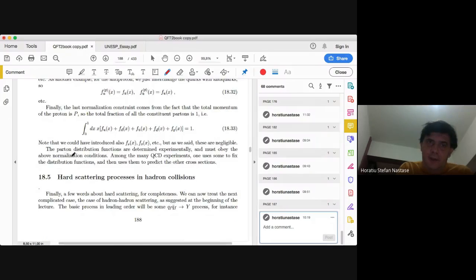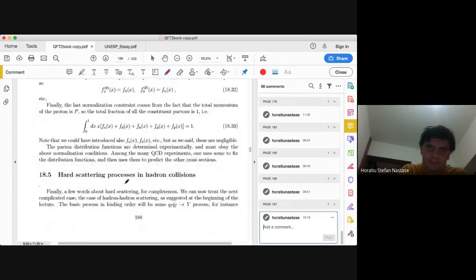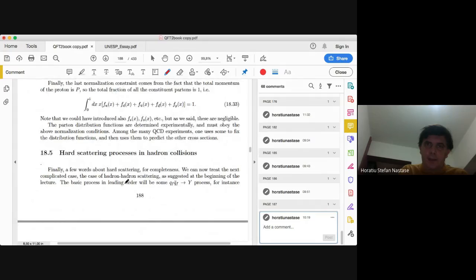Now, these parton distribution functions are determined experimentally, and they have to obey all of the normalization conditions that I wrote here. So the way this is done is you do QCD experiments, and some of them you take as a base, and from them you extract the parton distribution functions, and then you consider those fixed. You put them in a table or some database, and then you use them for other QCD experiments.